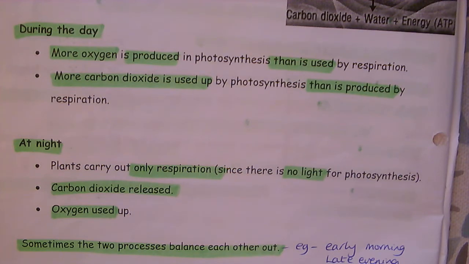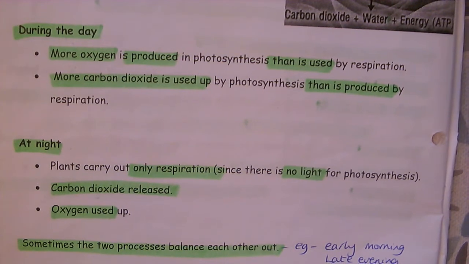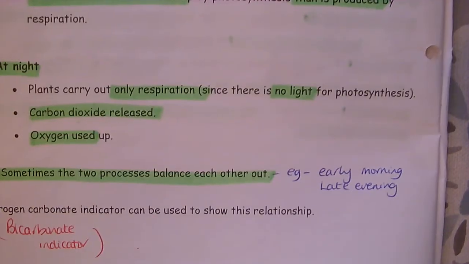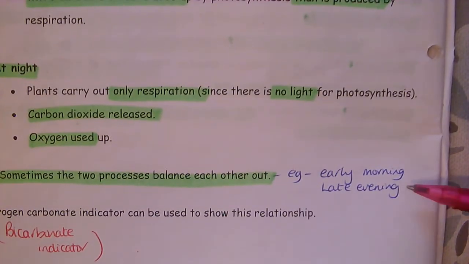Now, at certain times of the day you've got a balance between respiration and photosynthesis. Those times of day would be early in the morning and late in the evening, where there's a little bit of light, so there's some photosynthesis going on, but not a great deal. So you have a balance between the two.